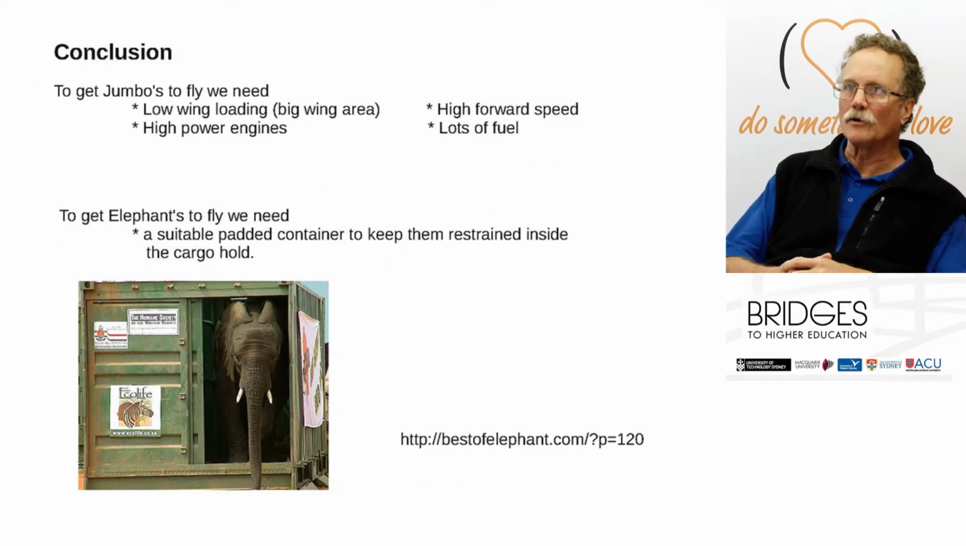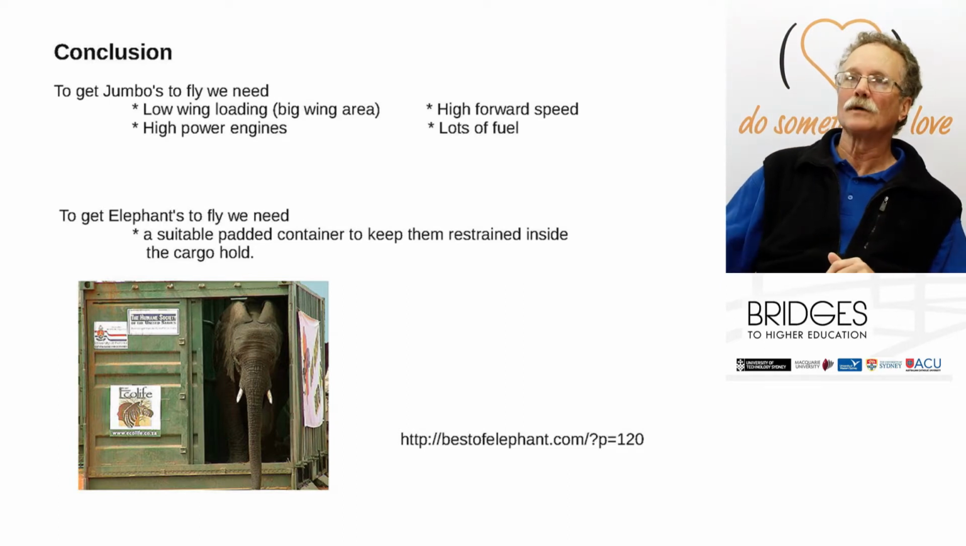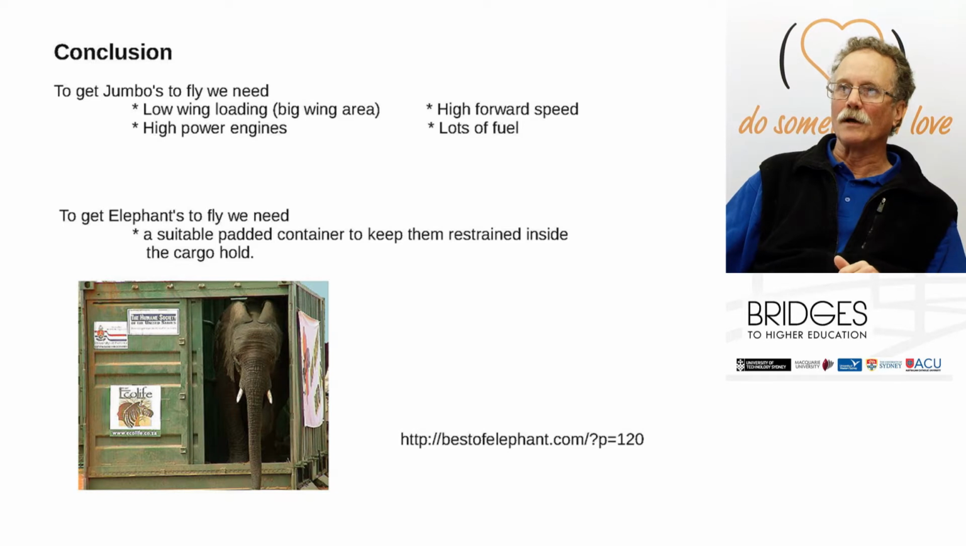Okay, conclusion on aerodynamics, how to get jumbos to fly. Very simple. We have low wing loading, so we have a big wing area compared to the weight of the vehicle. We have high forward speeds to get the lift, which is proportional to v squared, sufficient to cover the weight. We have high power engines to cover the drag, which is involved, but unfortunately with gas turbine engines, they are a continuous combustion process. We need lots of fuel to power them.